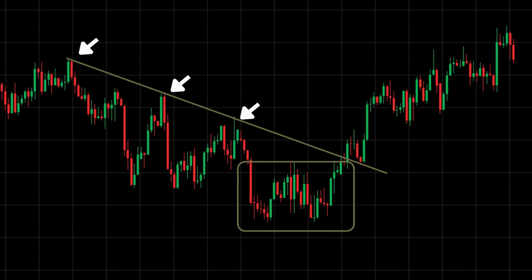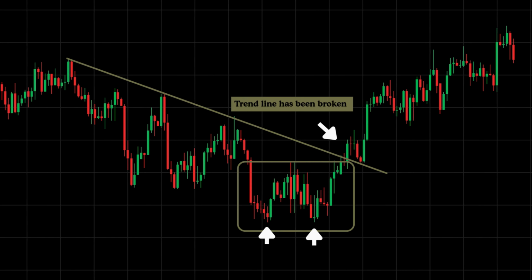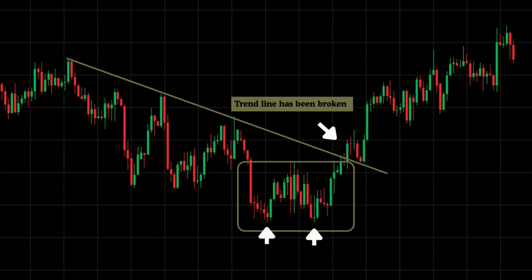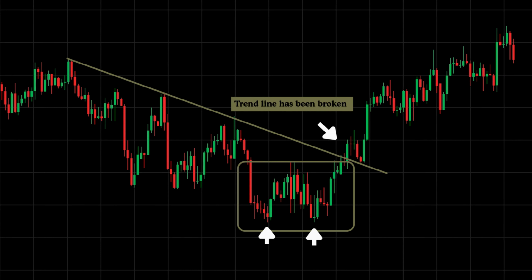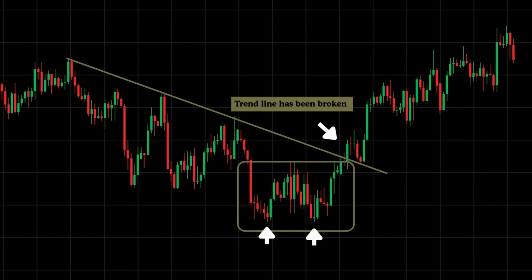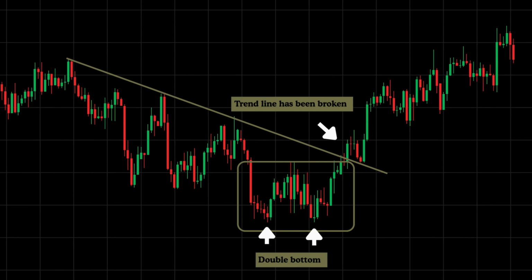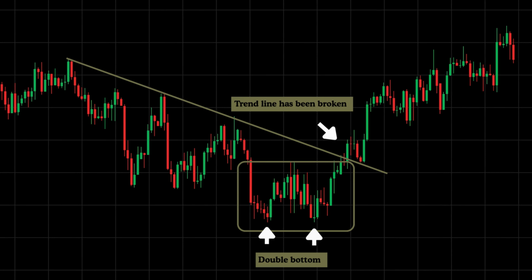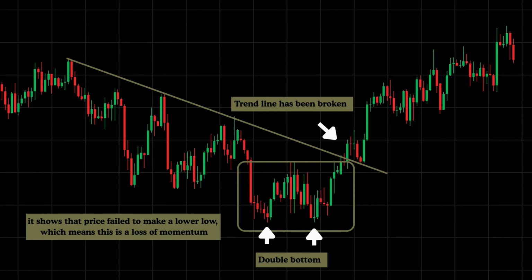So, what we do is look for key price action reversal patterns that form right before a trend line break. There are many types of reversal patterns to watch for, such as double tops, double bottoms, head and shoulders, triangles, and so on. The reason we want to identify a reversal pattern before a trend line break is that we are going against the dominant trend. In this case, the price action pattern we observed was a double bottom. What does the double bottom tell us in terms of price action? It shows that price failed to create a lower low, which signals a loss of momentum.